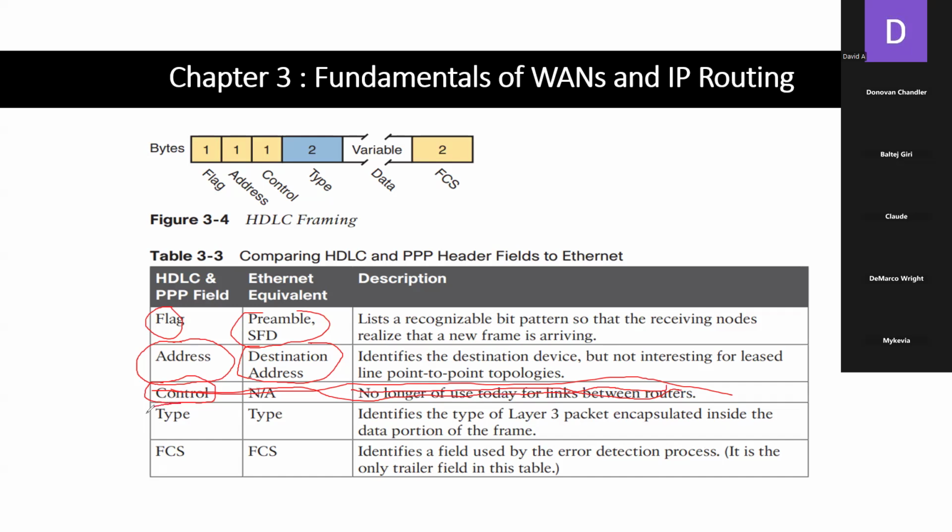Let's talk about type. Type, of course, still exists within Ethernet. It identifies the type of layer three packet encapsulated inside the data portion of the frame. And last but not least, they still share FCS, whose job is to identify a field used by the error detection process. It is the only trailer field in this table.